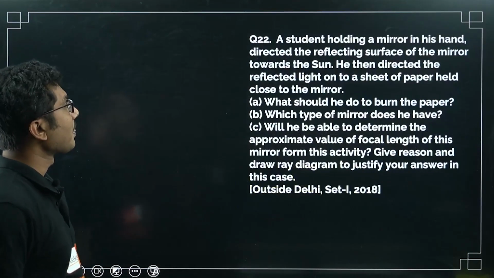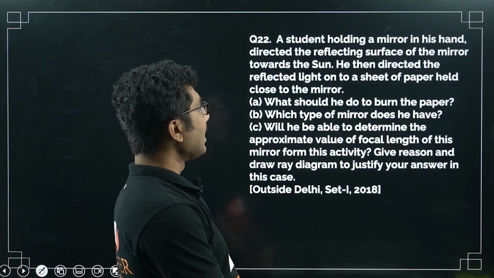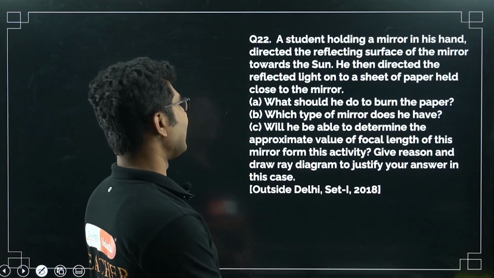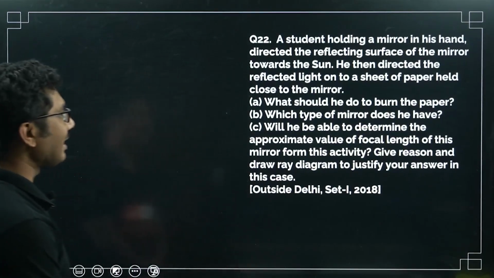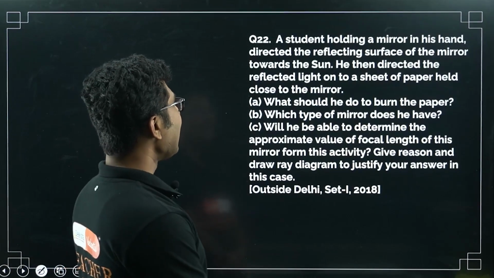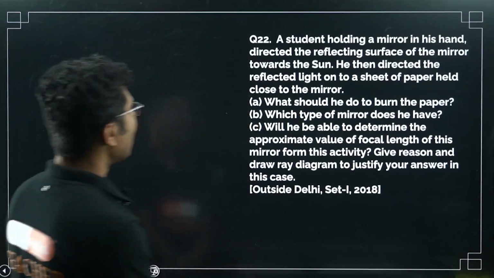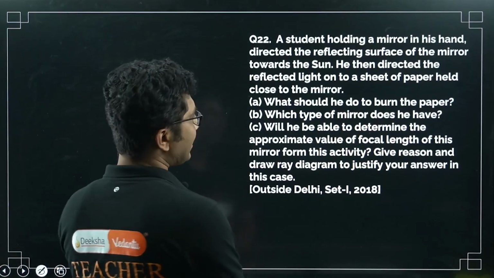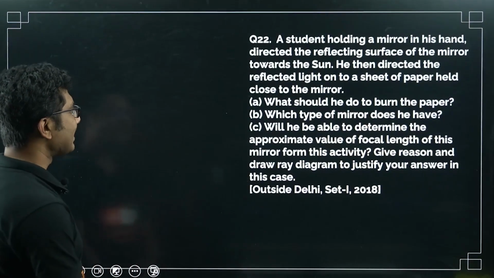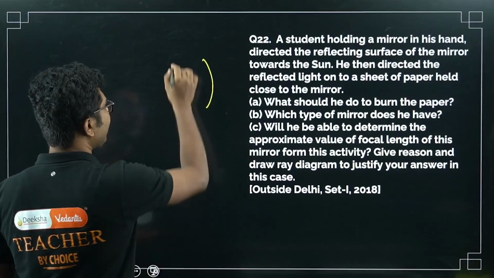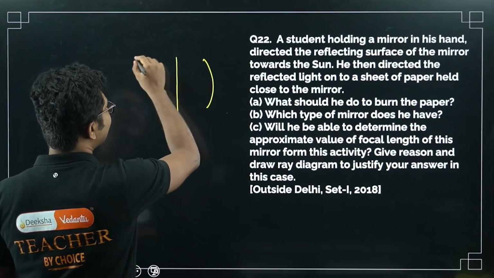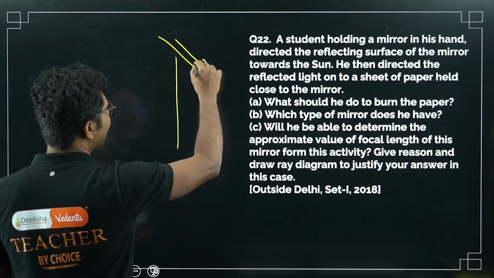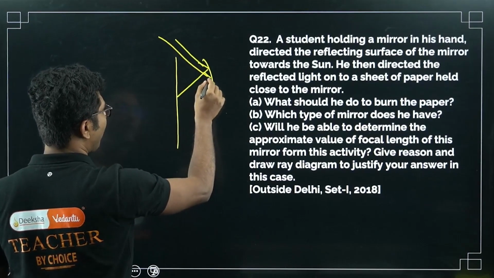Next question. A student holding a mirror in his hand directed the reflecting surface of the mirror towards the sun. He then directed the reflected light to a sheet of paper held close to the mirror. What should he do to burn the paper? So he has a mirror, he has a paper, sun rays are falling on it, and he is directing them to a paper.